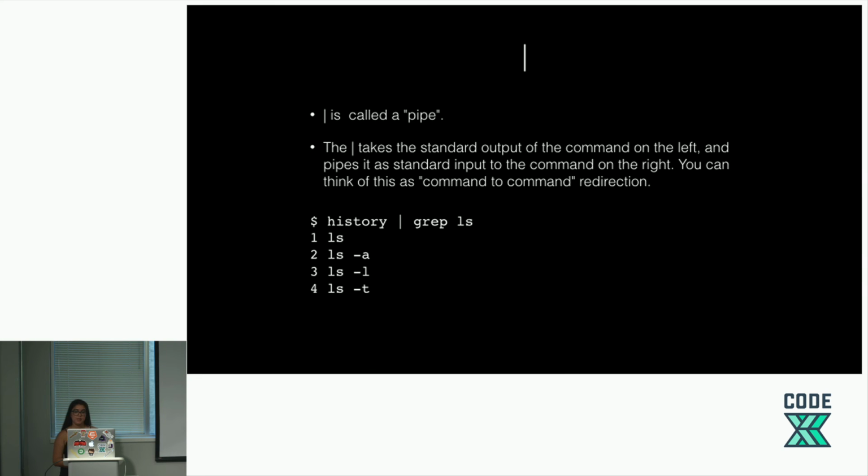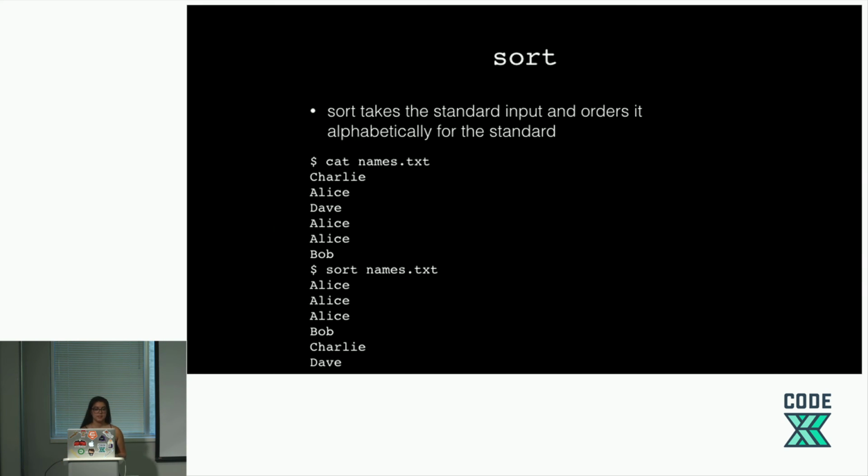Another thing we can do is sort. We can sort files, so the contents inside. Sort takes the standard input and orders it alphabetically for the standard out. So I have this file here, and it has all of these names in it: Charlie, Alice, Dave, Alice, Bob. And I want those in alphabetical order. I can do sort, give it the file, and it will order those for me.